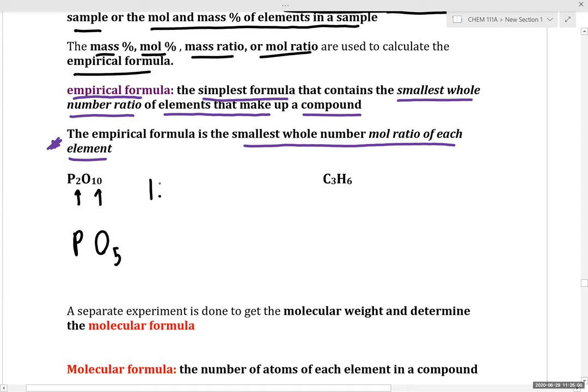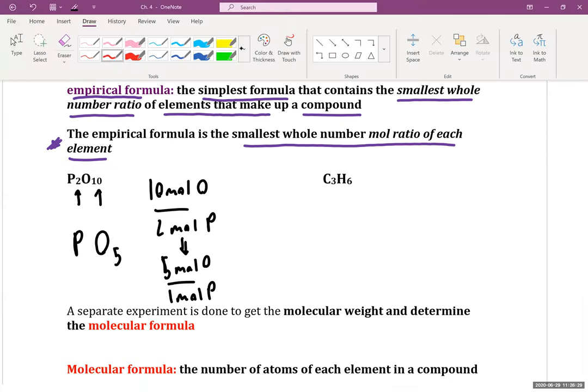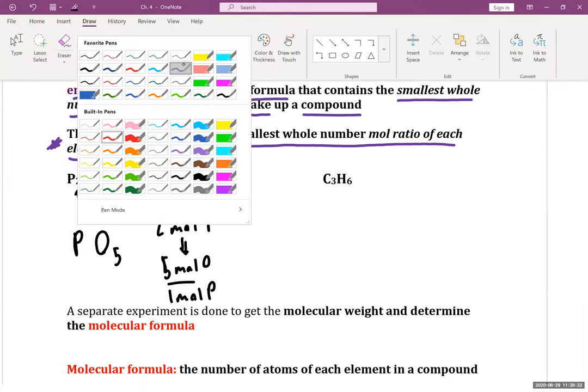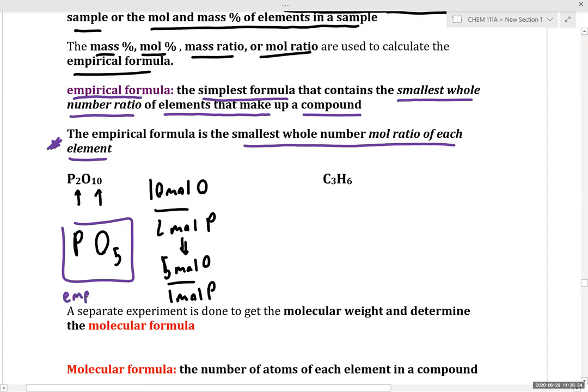Another way you can think about it is if we have 10 moles of oxygen for every 2 moles of phosphorus, we can simplify this to 5 moles of oxygen for every 1 mole of phosphorus. So PO5 would be our empirical formula. And let me use purple for that, as that's our color coding. So this is our empirical formula.